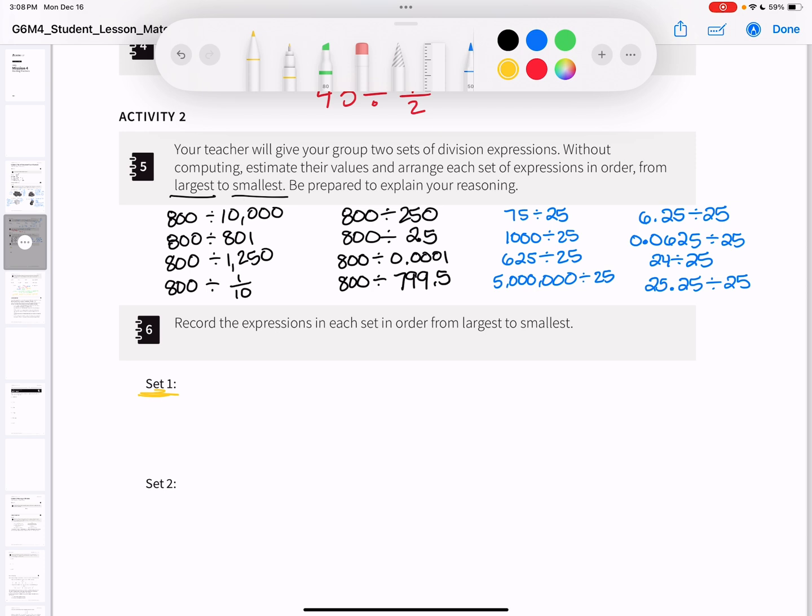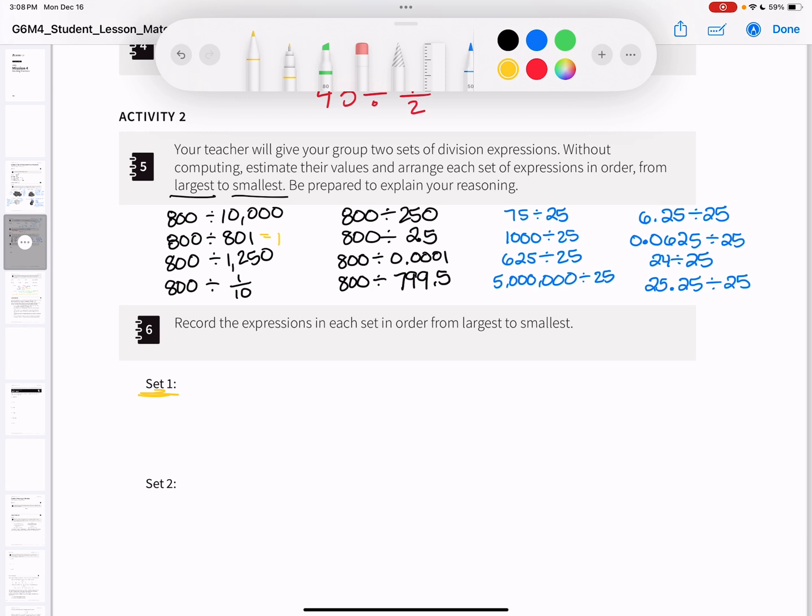So I look and say, ooh, look, 800 and 801, those are really close together. So those are about 1, right? Because 4 divided by 4 is 1. So 800 divided by 801 is going to get us close to 1. Now remember, we're not supposed to actually solve these problems, so we're going to have to think through this, okay?